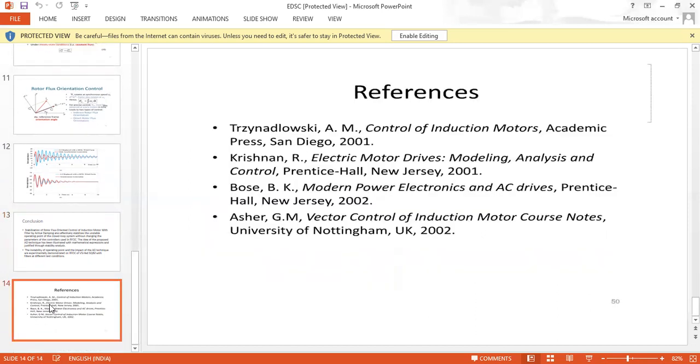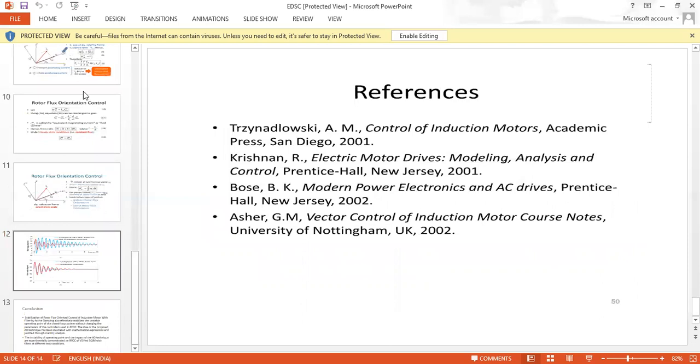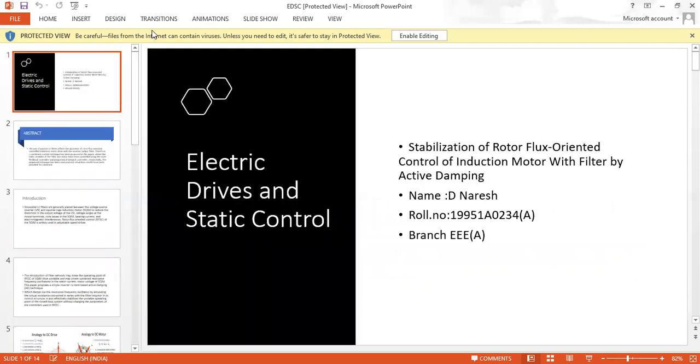And at last, the references are from Control of Induction Motors, Academic Press; Electric Motor Drives: Modeling, Analysis and Control; Power Electronics and AC Drives; and Vector Control of the Induction Motor course, University of Nottingham. That's how the topic regarding the stabilization of the rotor flux oriented control of the induction motor with filter by active damping is completed.